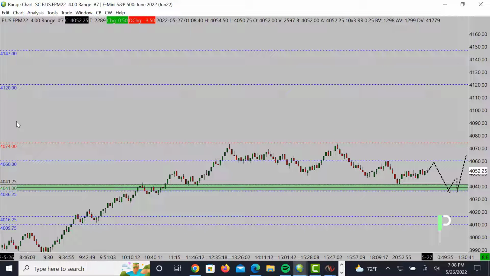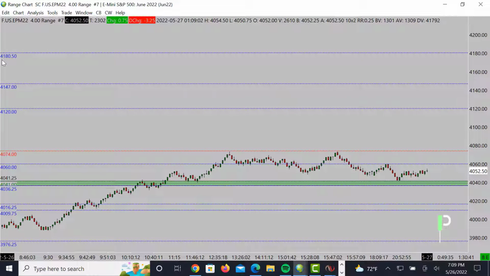Now, levels up above longer term, if S&P does continue to gradually climb, we are looking for this to gradually climb back up to 41.20, and then above that 41.47, and all the way up here at 41.80.50, as those are going to be the next targets up above.